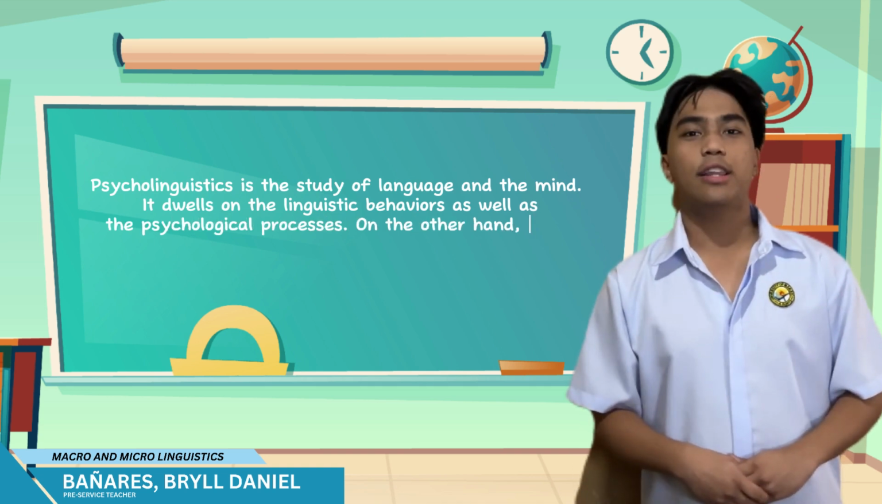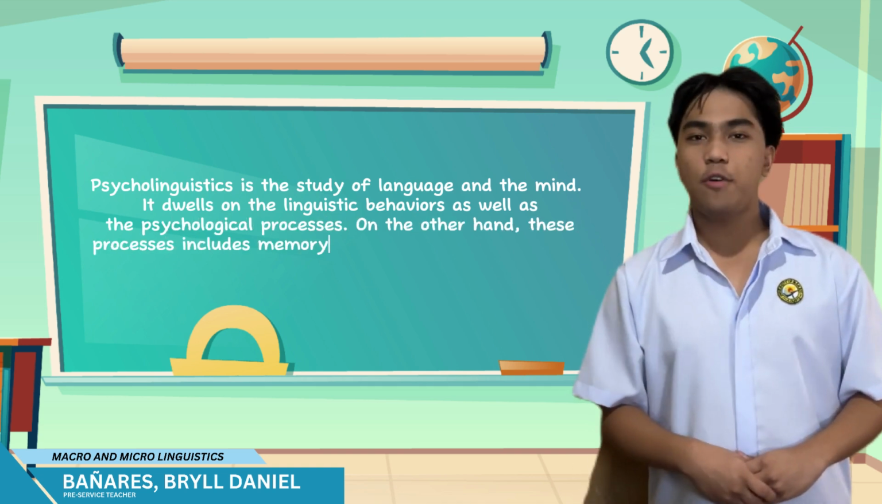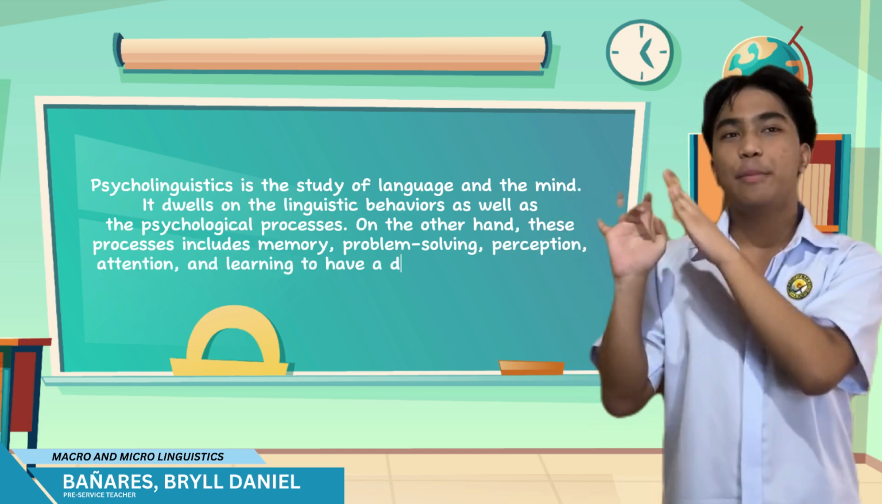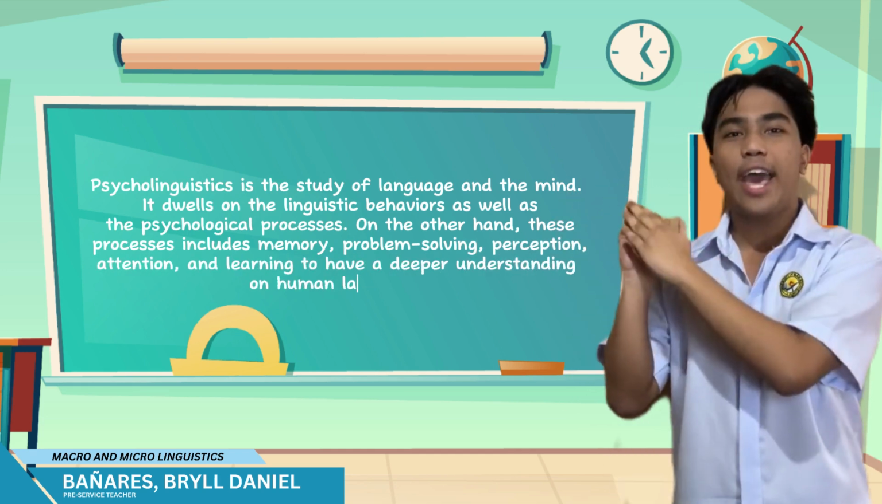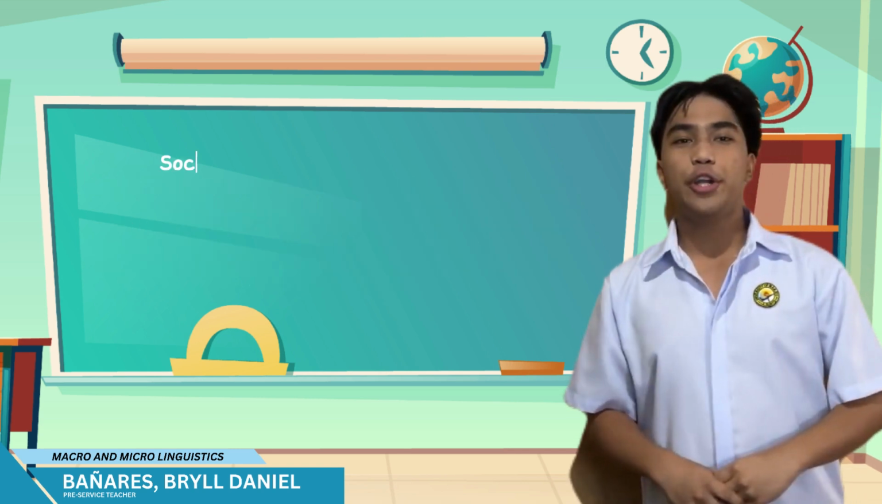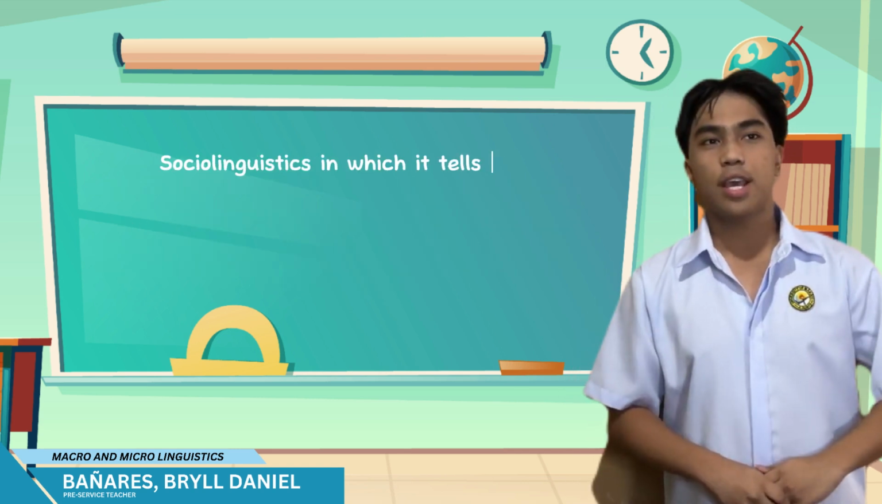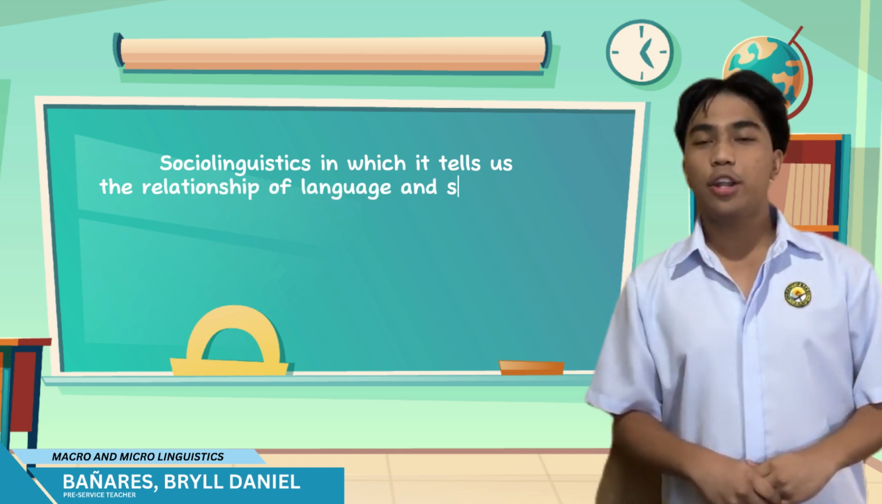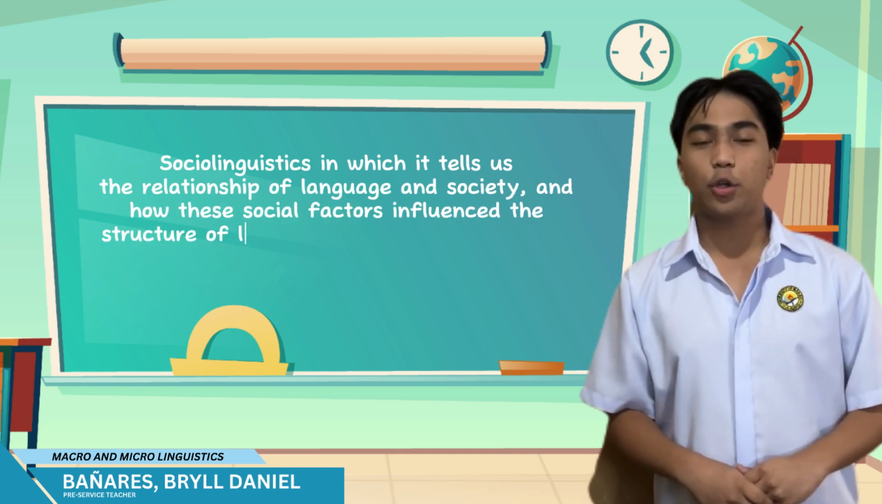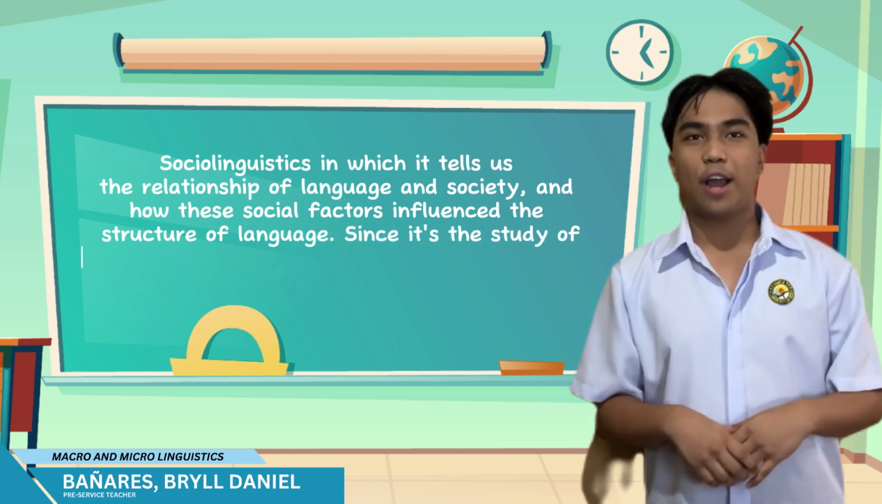On the other hand, these processes include 5 components, which are problem solving, memory, perception, attention, and learning to have a deeper understanding of human language. Furthermore, we have sociolinguistics, which tells us the relationship of language and society, and how these social factors influence the structure of language.